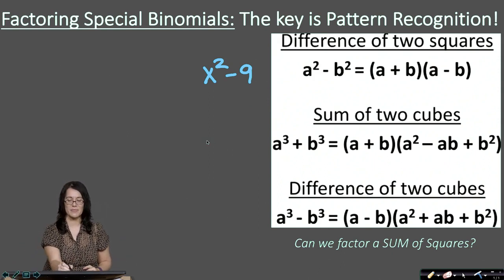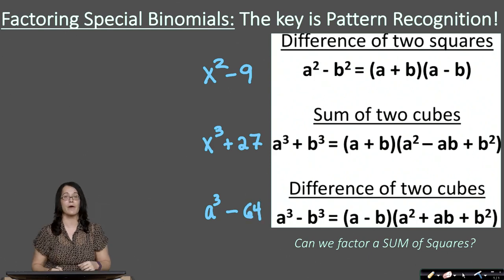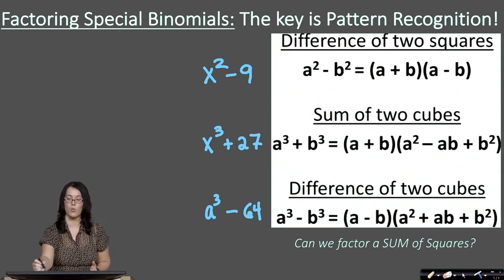You could also notice something like this, x cubed plus 27, right? That's really something cubed plus something cubed. Or you can notice maybe something like a cubed minus, let's say, 64. That's 4 to the 3rd power, right? So that's a difference of 2 cubes. But all you would need to do in each case is ask yourself, what is being squared or what is being cubed? Those are the numbers that go in the first parenthesis here, okay?